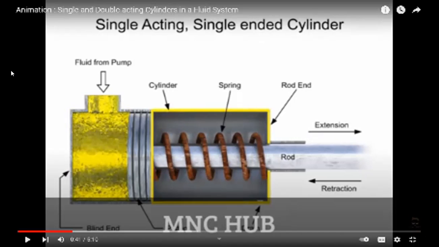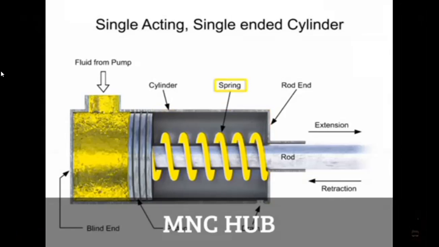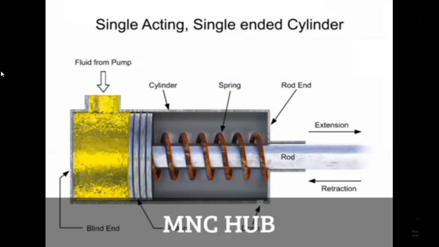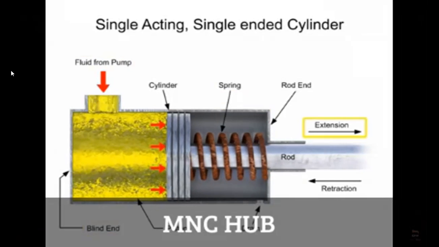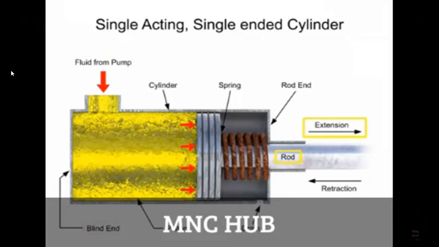Okay, you can see on the screen. This particular cylinder utilizes a spring on the non-fluid side. A single-acting cylinder produces linear motion in one direction. When a control valve directs fluid through the inlet port into the blind end, pressure builds up and generates a force on the piston. When the pressure buildup is large enough, the piston begins to move, extending the rod. This is called the forward stroke.